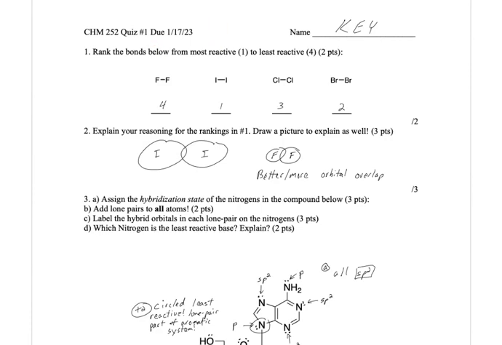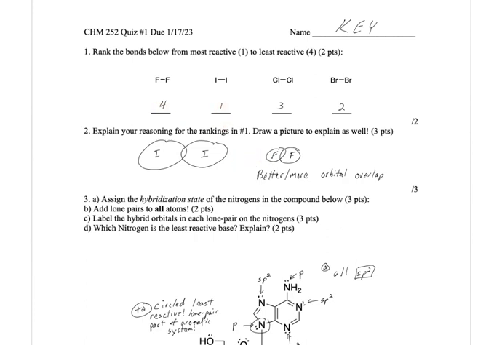All right, quiz one. Most reactive to least reactive. So this one was looking for folks to think about bonding, how things bond, and about size. So for this one, I2 is the most reactive, and then F2 is the least reactive.